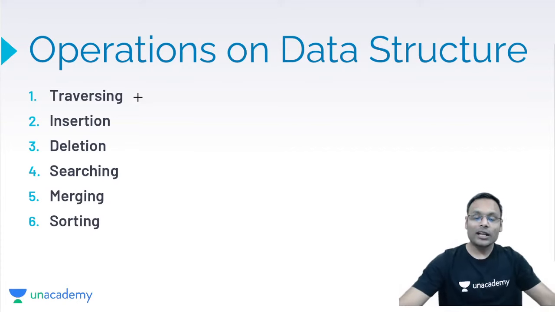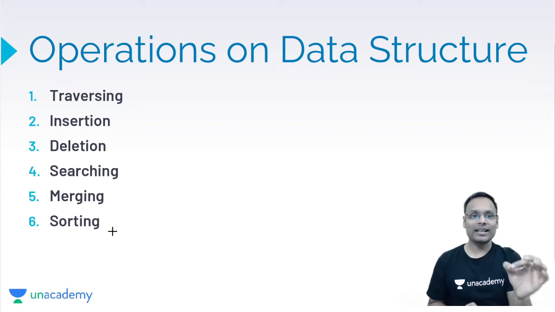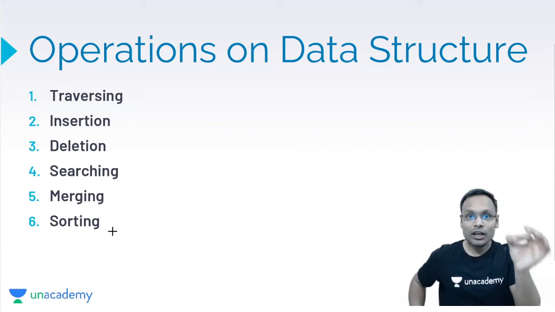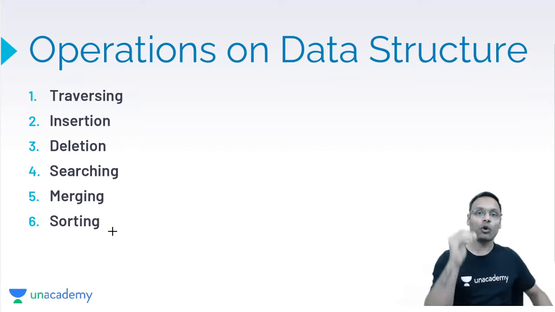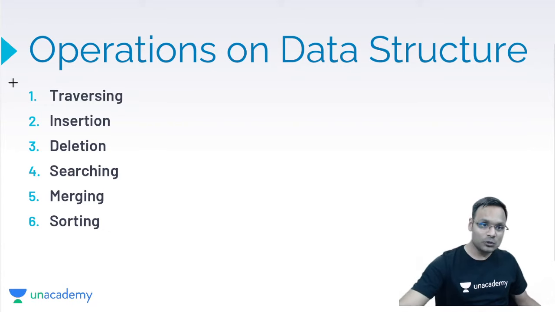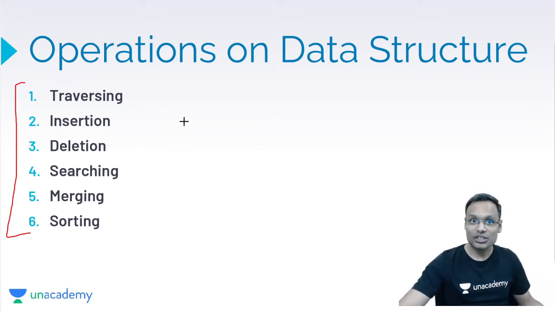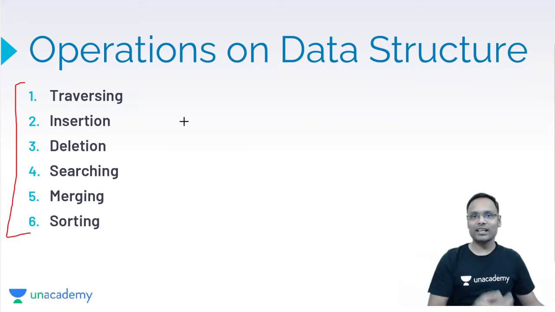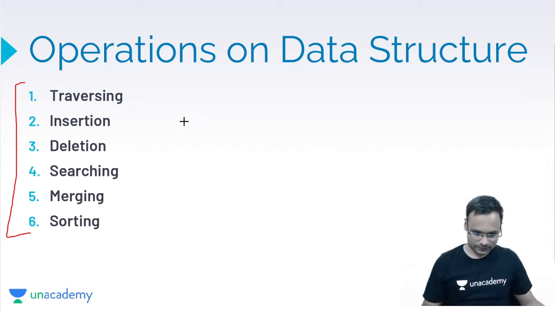Now listen, what are the operations? These are the basic operations which can be performed on almost all the data structures. Will we perform these operations on each data structure? Almost on all data structures we are going to see these operations, and we will see how these operations are performed on different data structures, and based on that we will do some complexity analysis, some algorithms and multiple other things. But you should be able to understand the meaning of these operations.